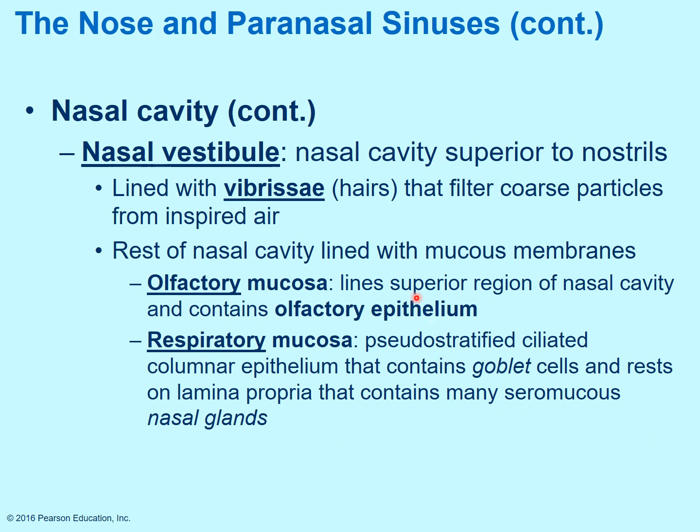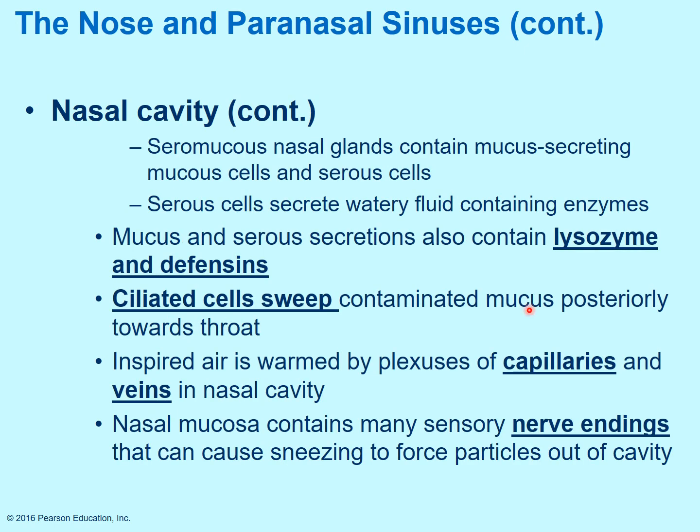The nasal cavity is lined with hairs that help filter the air as it goes through. The idea behind it is once again to keep particles out of the lungs ultimately. You do have receptors here for olfaction, sense of smell, and cells that are producing mucus, which will help to move substances out of the respiratory system.